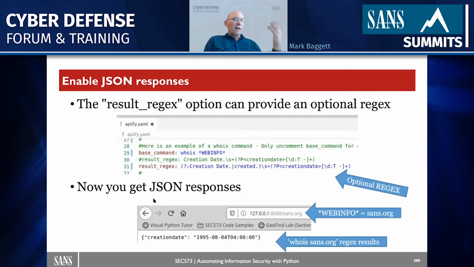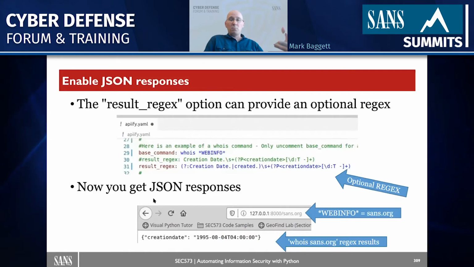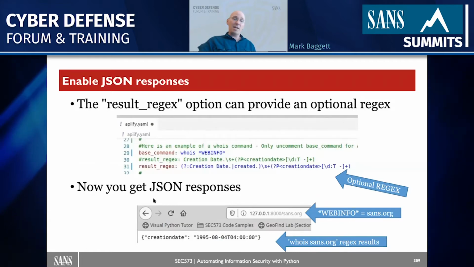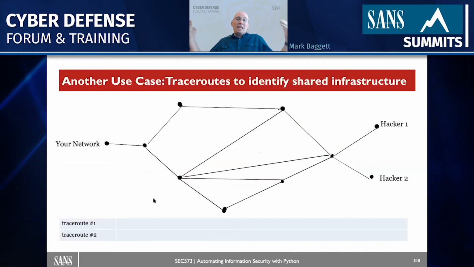So by simply defining a little regex expression, now we get back a JSON response that can be consumed by our SIEM, sorry, I see the debate going on, and then add that information to your central logging management system, and then you don't have to run that command, right? Now in this case, I just did whois, but you can put any command you want in there.